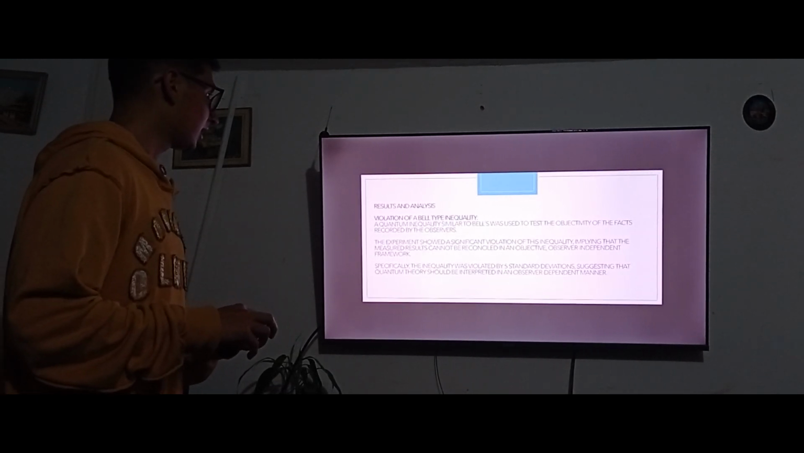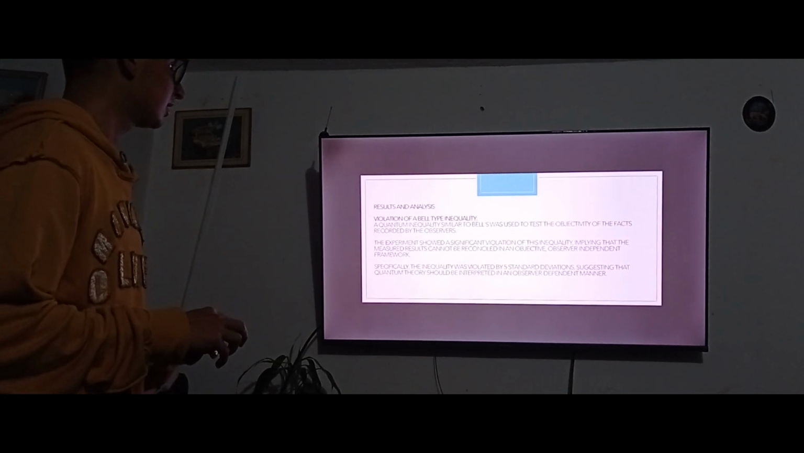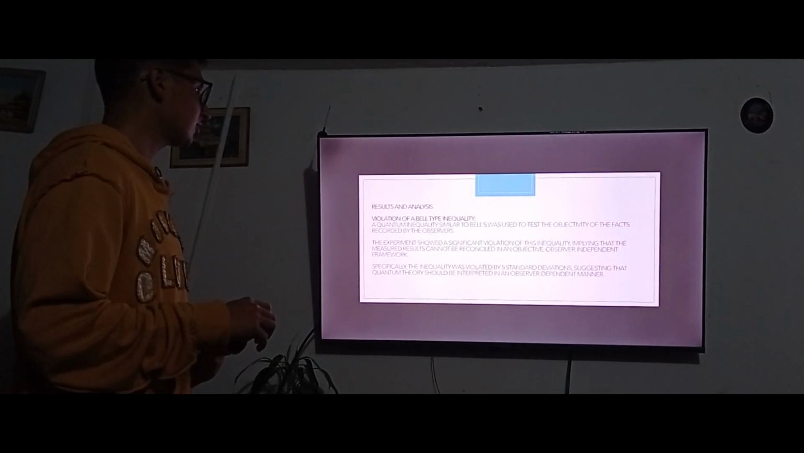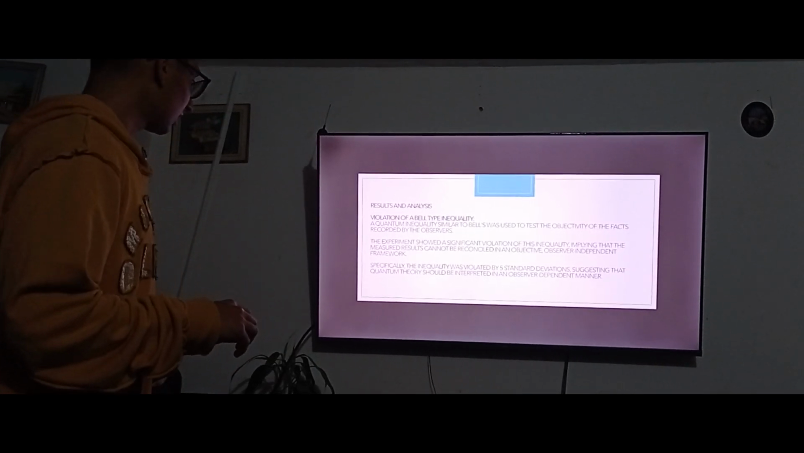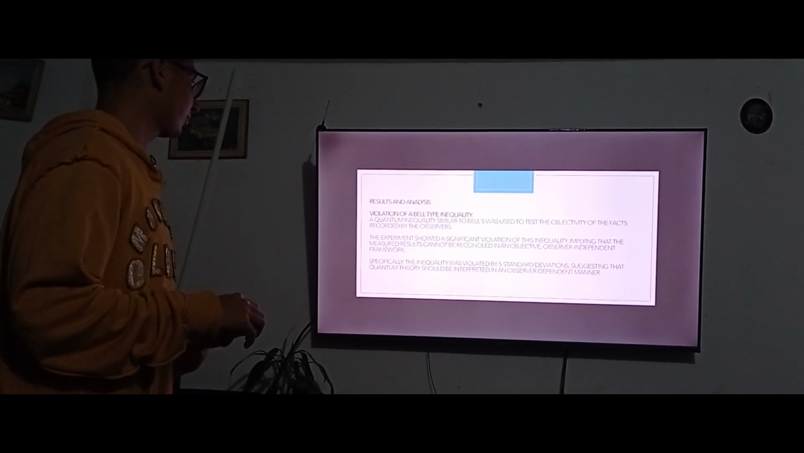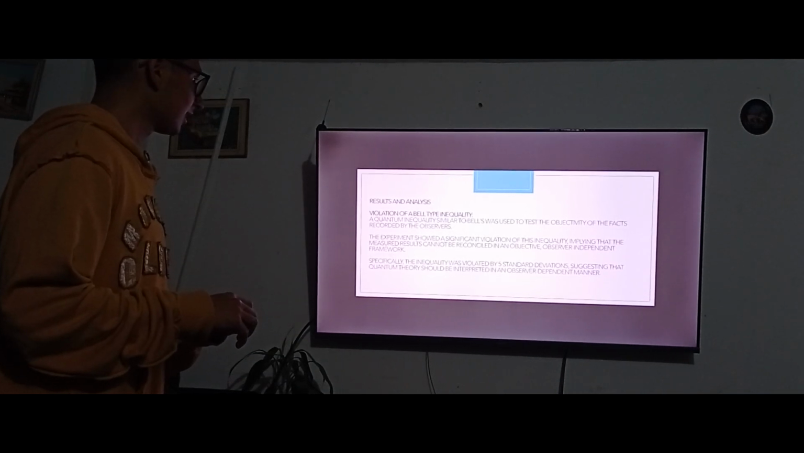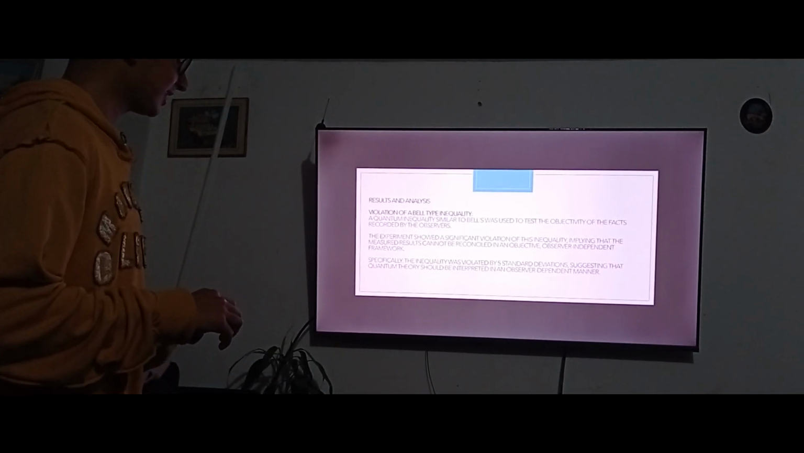Specifically, the inequality was violated by five standard deviations, suggesting that quantum theory should be interpreted in an observer-dependent manner.